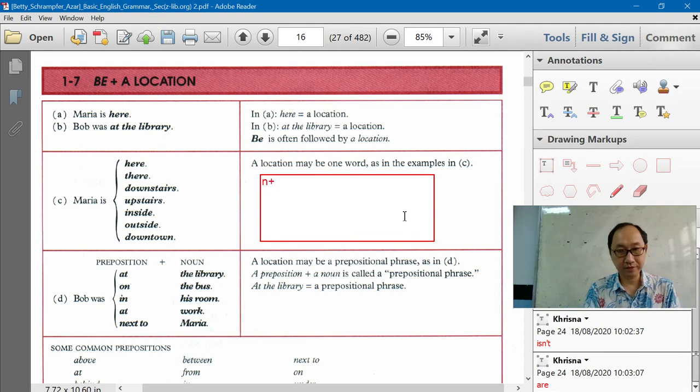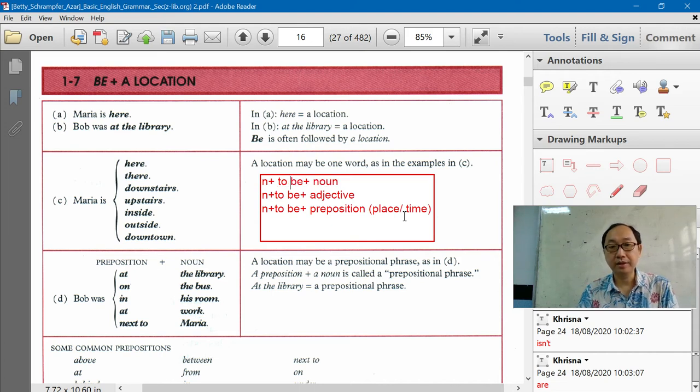Noun plus noun. Number two, noun plus verb. I say to be plus adjective. Number three, noun plus to be plus preposition of place or on, plus noun. Okay, so number three: noun plus to be plus preposition.